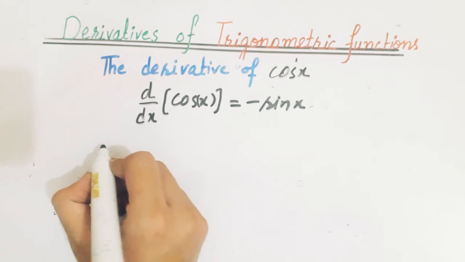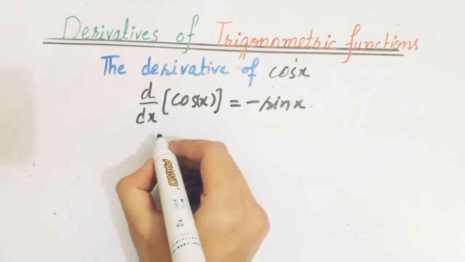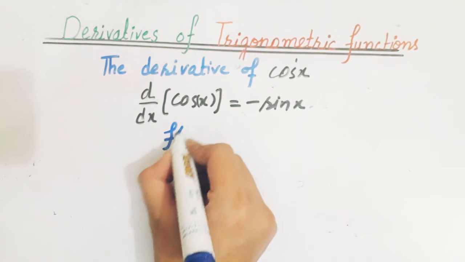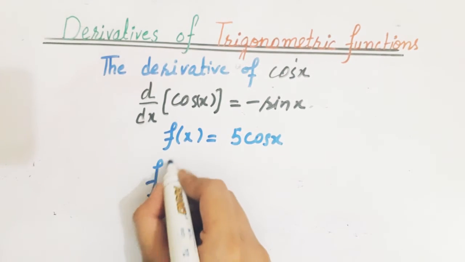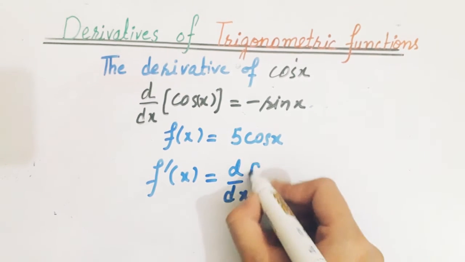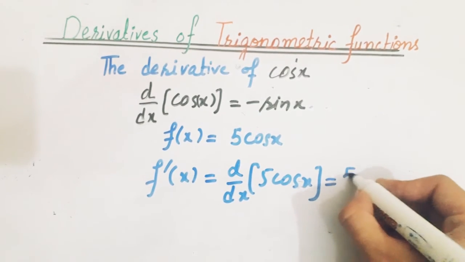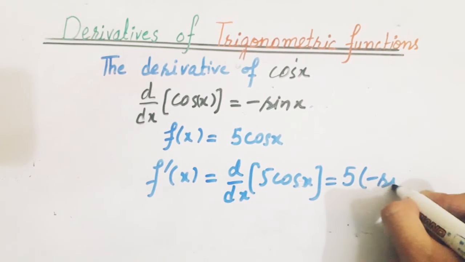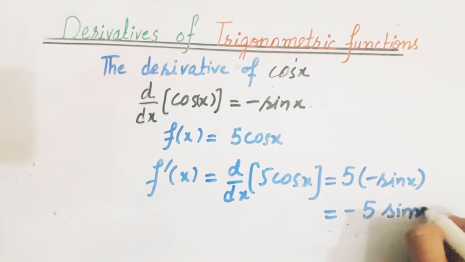So now we will solve another example to elaborate this concept. You have a given function f of x equals 5 cos of x. You have to differentiate this, so f dash of x will be equal to d by dx of 5 cos of x. 5 is taken as common, so 5 times minus sin x. You will write this as minus 5 sin x. So this is the derivative of cos x.